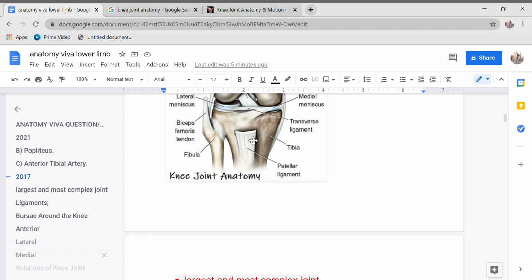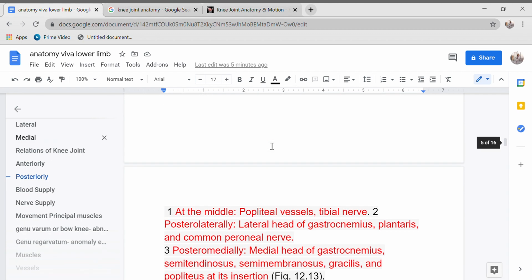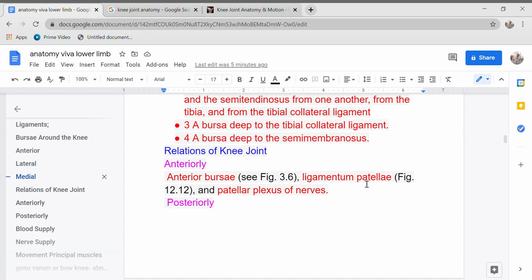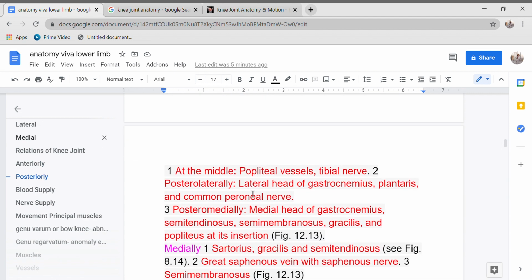Okay, the patellar bursa you have, and the patellar plexus of nerves is present there anteriorly. Anterior bursa. Okay, posteriorly in the middle you have the popliteal vessels and tibial nerve. Posterolaterally, there is the lateral head of gastrocnemius, plantaris and common peroneal nerve. Posteromedially, medial head of gastrocnemius, semitendinosus, semimembranosus, gracilis and popliteus insertion.